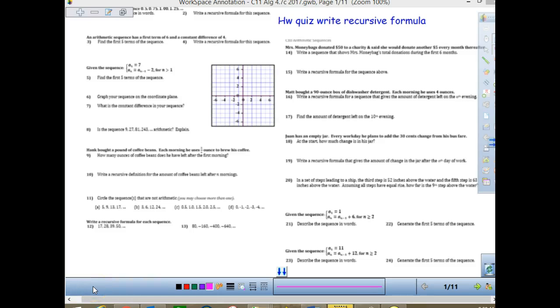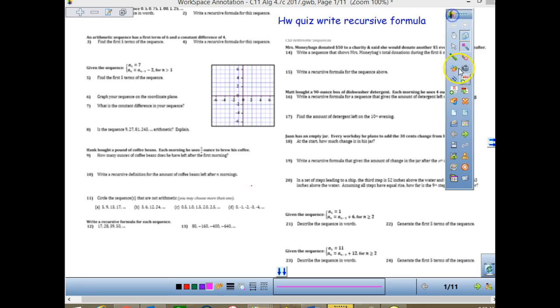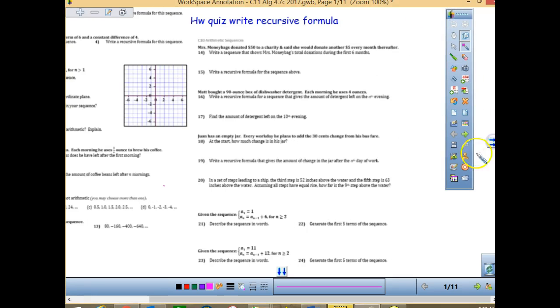Nowhere in number 20 does it ask us to write a recursive formula. It does say, as we are looking at the problem, that we are going to use that information. So when you had 3 was at 52, and 5 was at 63, what did you find for the slope? Because we do have to do that.